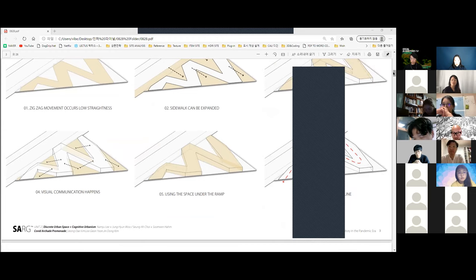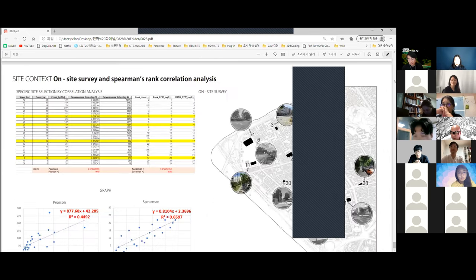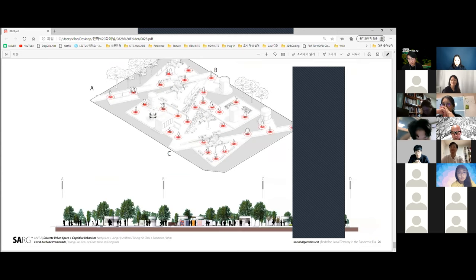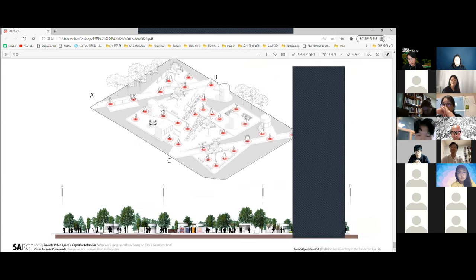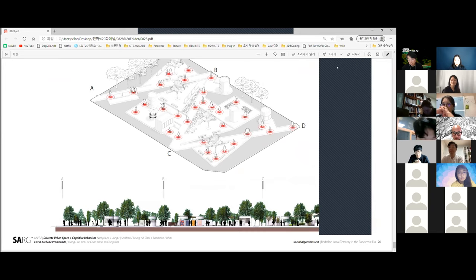These guys think about how to deal with the actual space. But the final one is suddenly so two-dimensional. You just divide the land and locate some stuff over there. So I'm really expecting more dynamic things. You know what I mean?